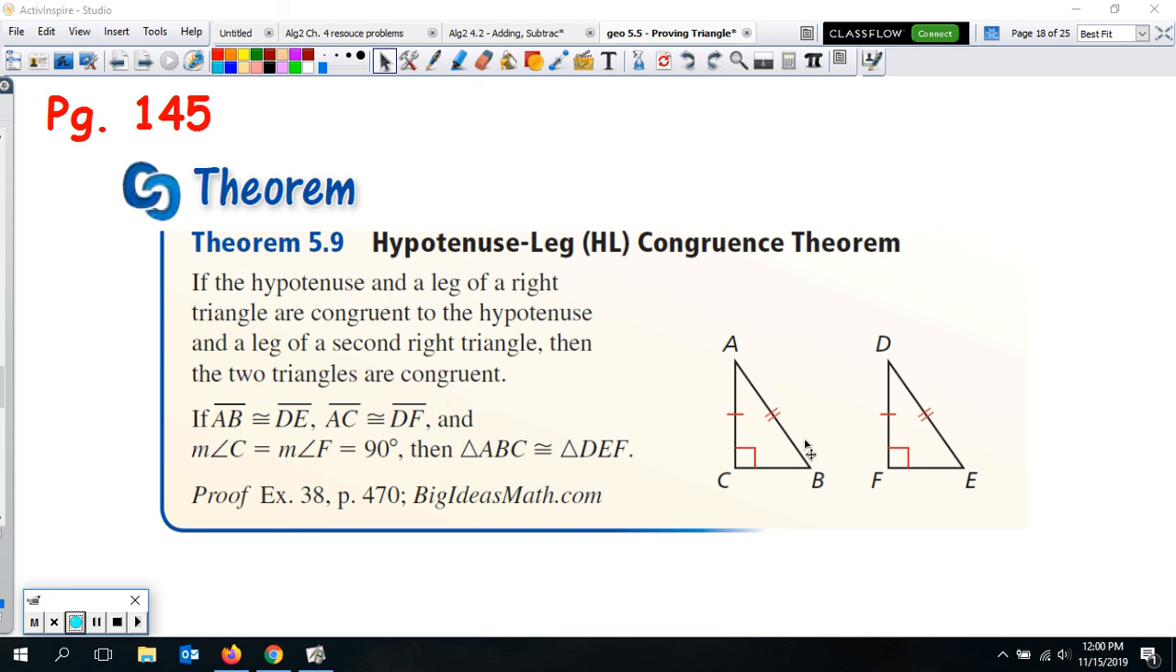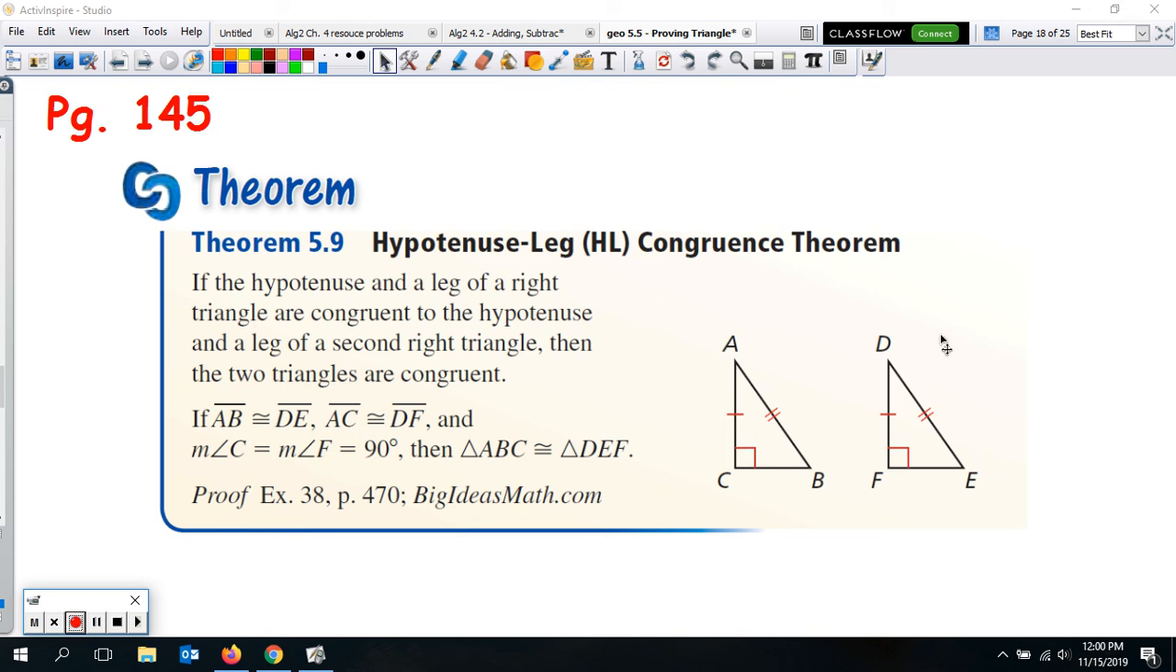And so that's what we see here on our diagram. We have our right triangles there. So here's your hypotenuse. AB and DE are the hypotenuses. Those are congruent to each other. And then a leg, AC and DF, those are your legs that are congruent to each other. That's all you need to be able to say that these two triangles are congruent. Just a hypotenuse and one leg.